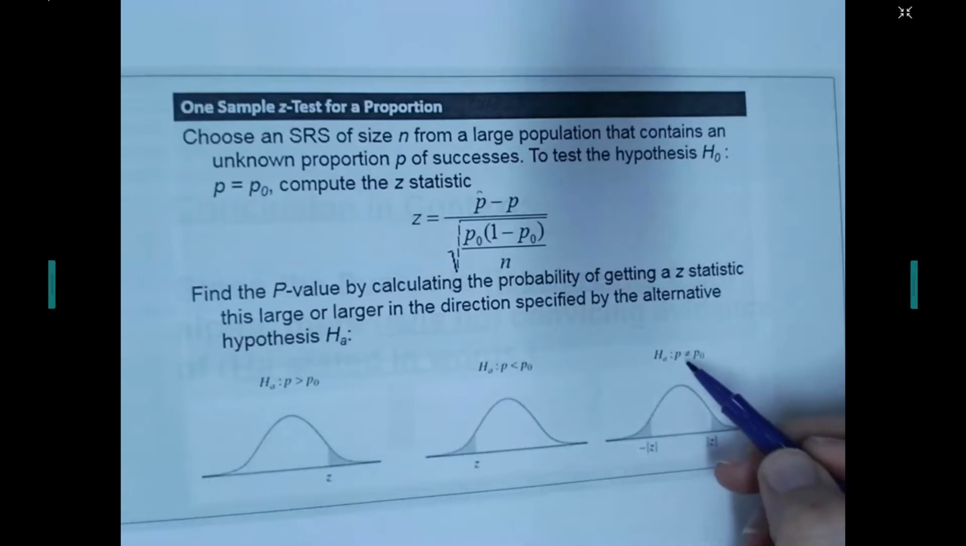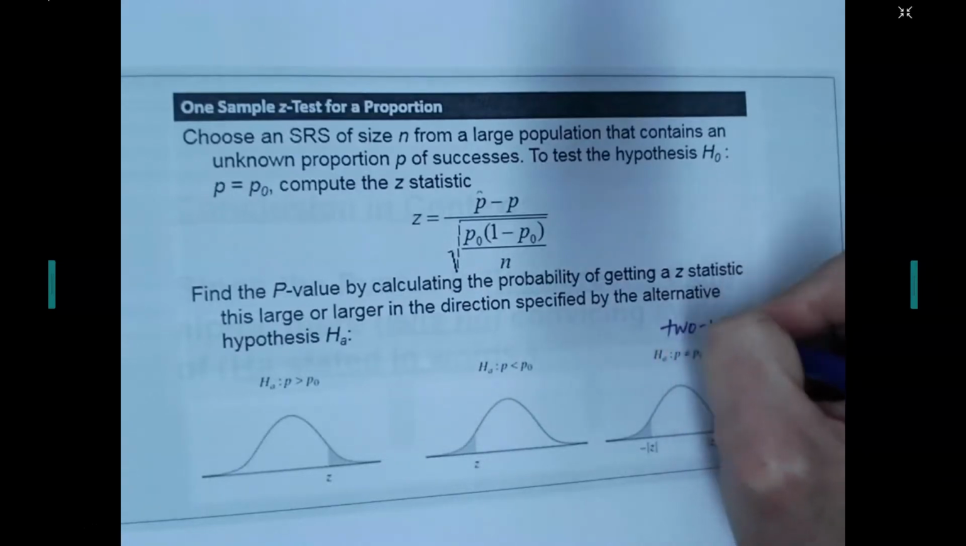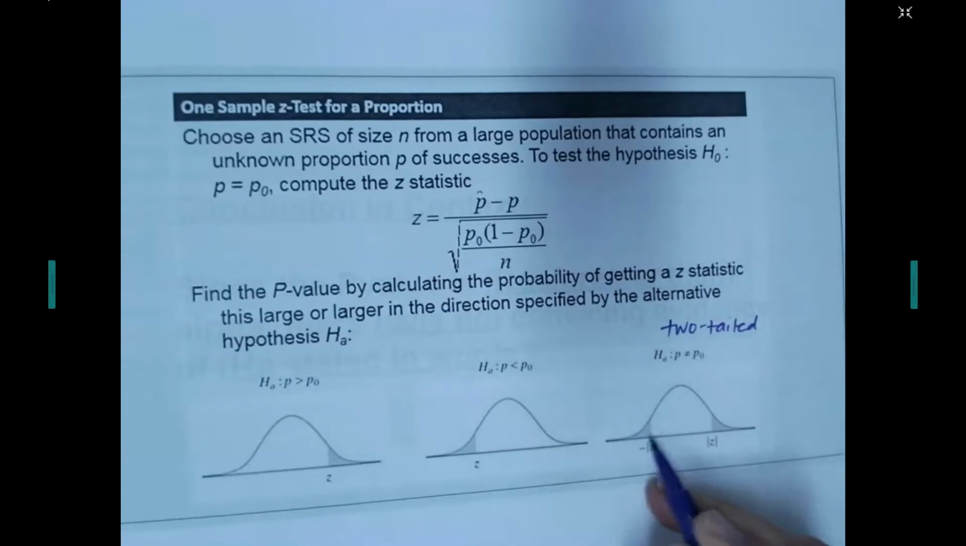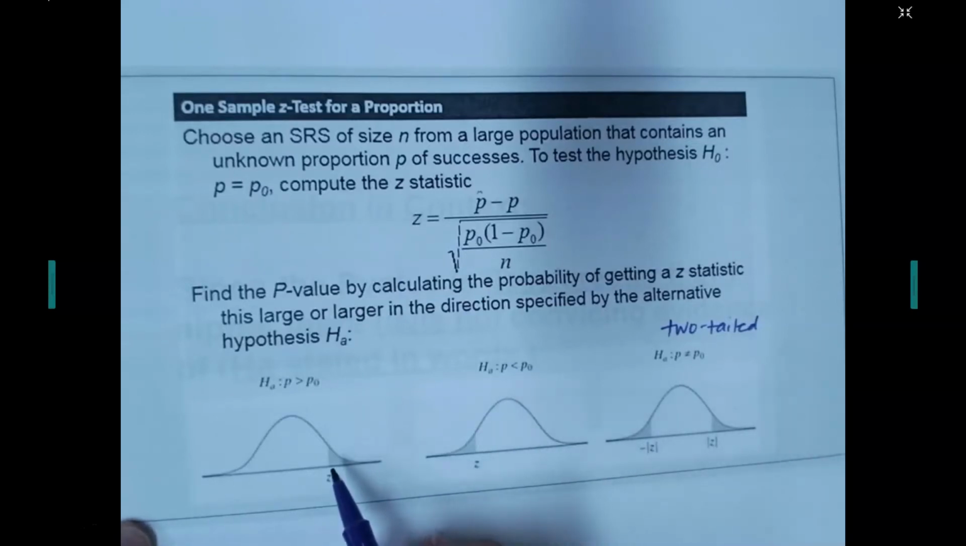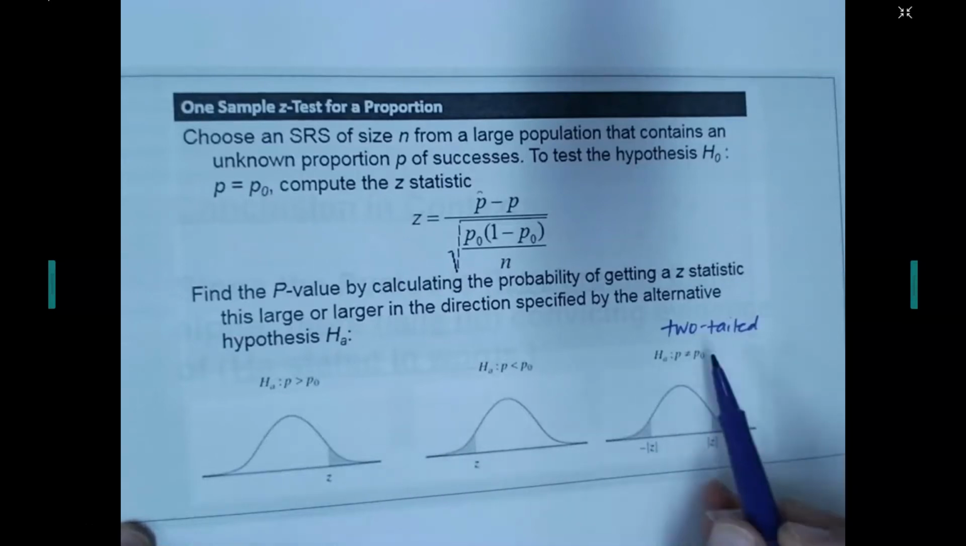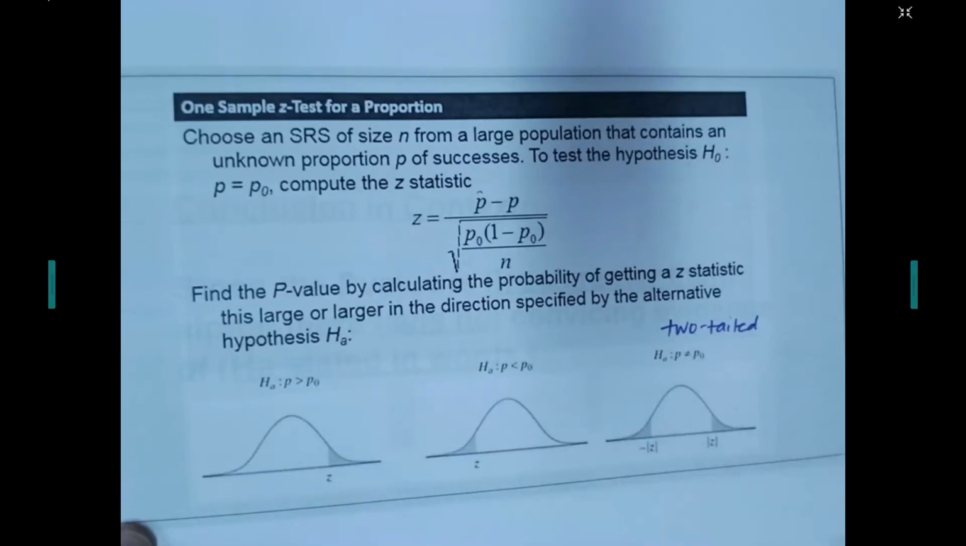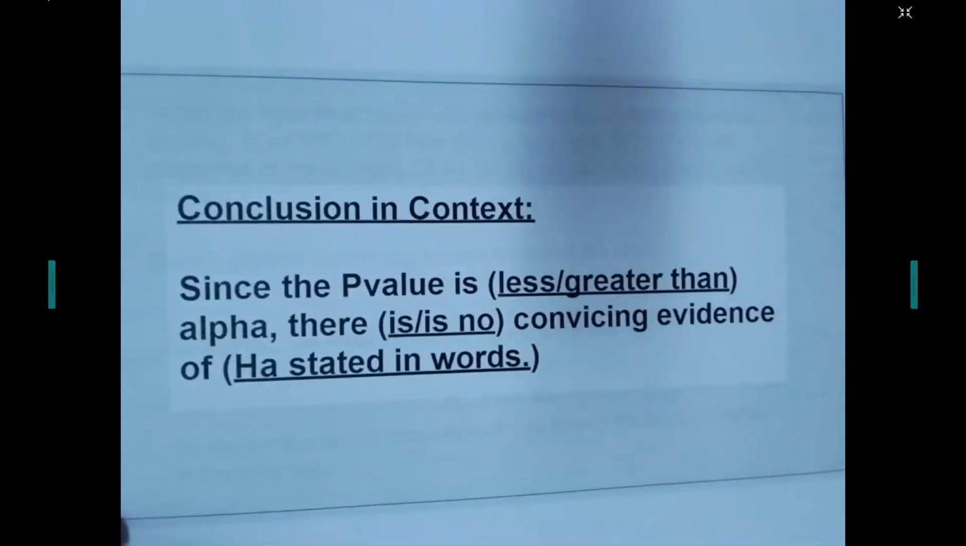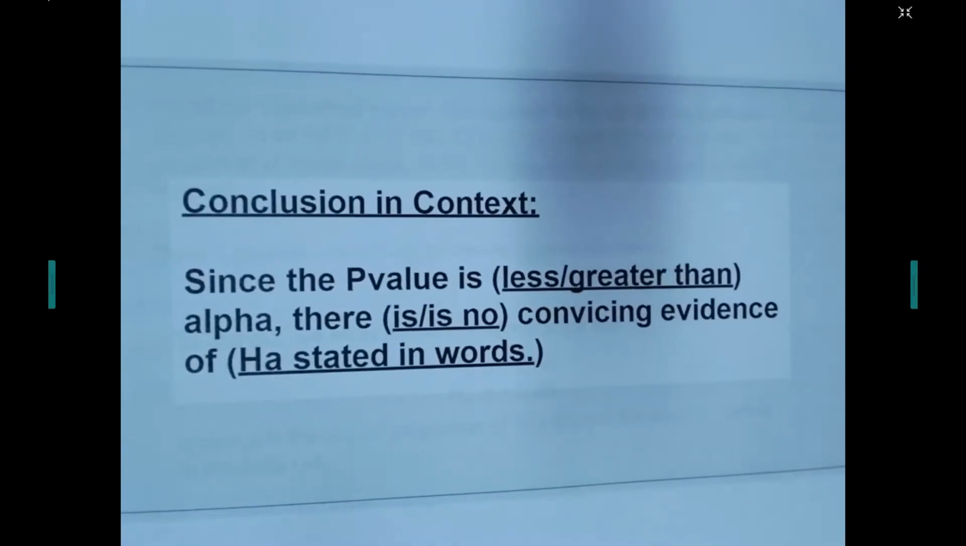And if your alternative is a not equal to, we call this a two-tailed test because we need to find both these areas. Now, the good thing is these are equal, so you just need to find one of them and double it. Remember, the p-value is the probability of being at that point or more extreme. So if it's above, we're at that point or higher. If it's below, it's at that point or lower. If your alternative is not equal to, we have to find both areas, both the positive z and above and the negative z and below. And then finally, we finish this out with a conclusion in context.